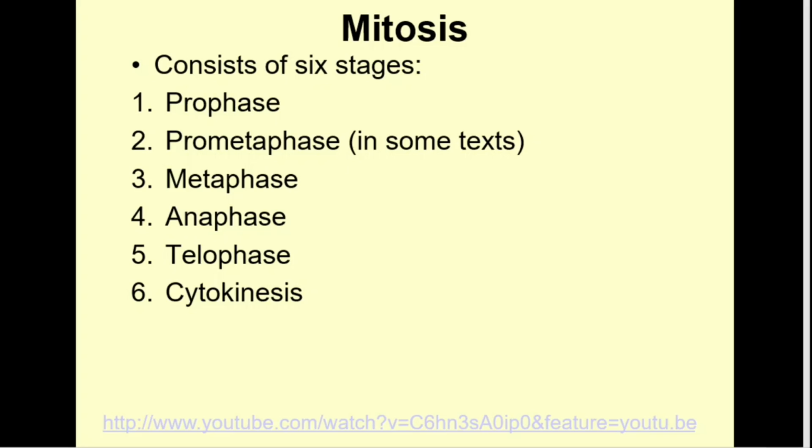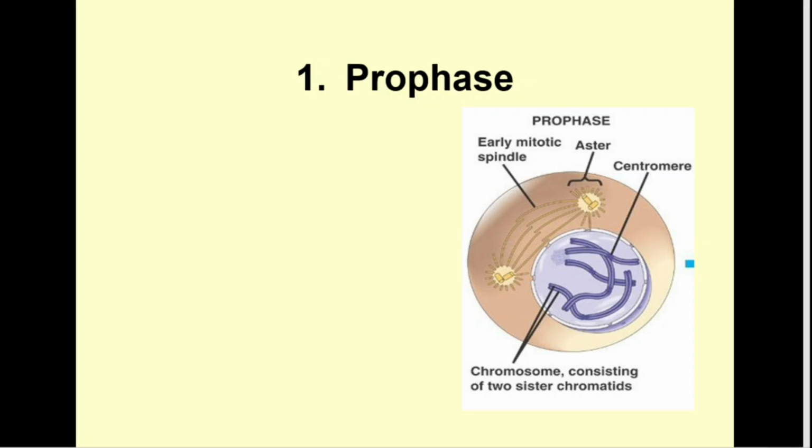So we'll start off with a parent cell, and then at the end of mitosis, we will end up with 2 daughter cells that are genetically identical to each other and the parent cell. So let's go through each of these stages, and we'll talk a little bit about what happens during each one. Mitosis begins with prophase then.